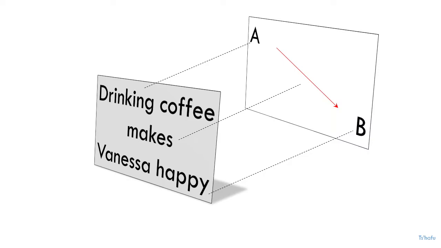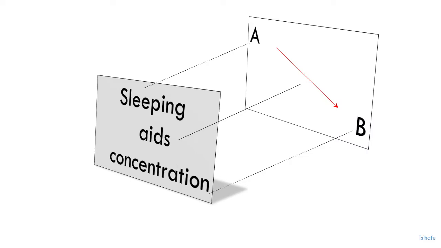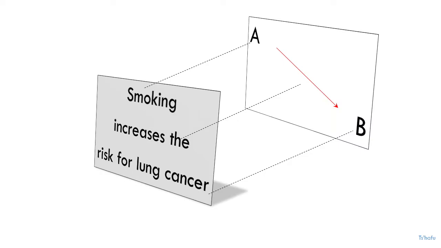And so what we can see then is in this structure, we actually have captured the logic. And in fact, not just this thesis statement, we actually can describe various kinds of thesis statement with that same simple structure. So for instance, take this. Brushing teeth prevents cavities. A prevents B. Or sleeping aids concentration. A aids B. And lastly, smoking increases the risk for lung cancer. A increases B.